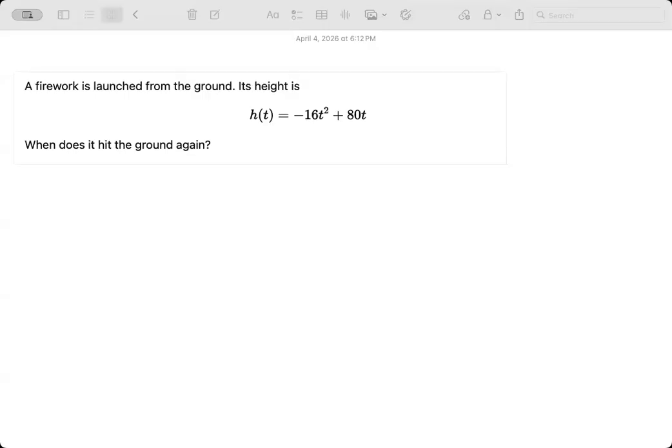So when will it hit the ground? When it is hitting the ground, what will be 0? Y value will be 0. So can you equate it in factors and tell me?